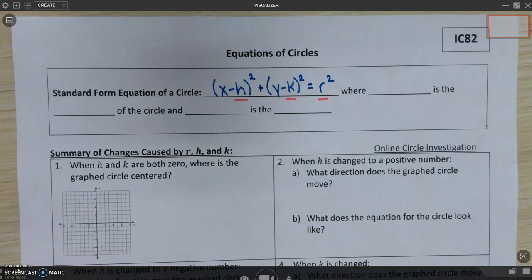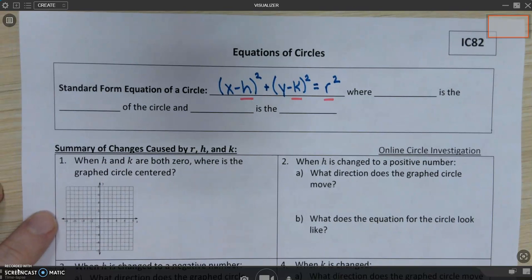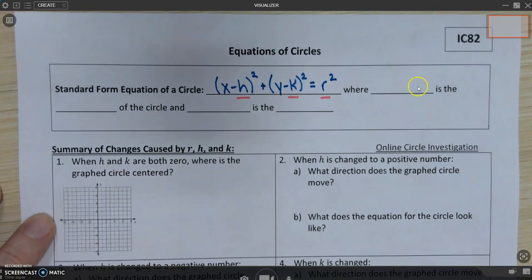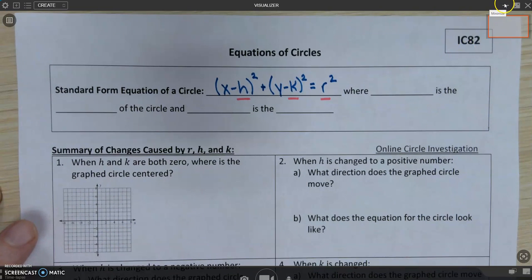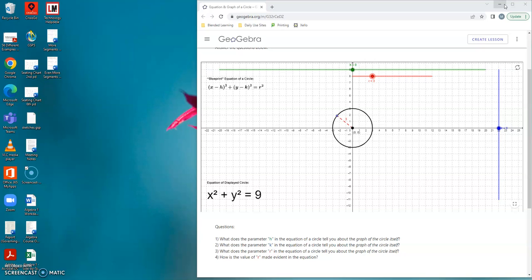To figure out what those represent, we're going to look at a circle investigation so that you can see a circle equation in action, and then we'll see if we can come up with some ideas about what the h, the k, and the r represent for that circle. So if we look at this circle that I have available here, that general standard form equation of the circle is sitting right here, ready to be used.